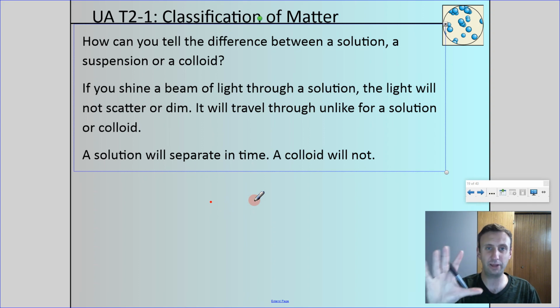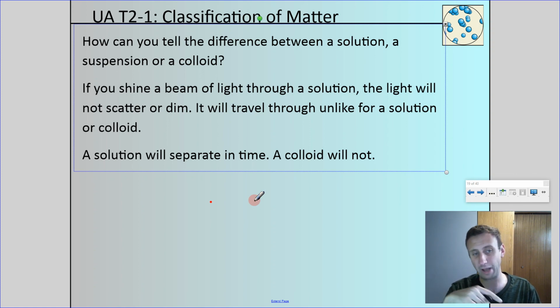Well, here's kind of the ways that you can distinguish between these three things using observations or empirical evidence. If you try to shine a flashlight or a beam of light through a solution, the light will travel through without being scattered or bounced around. It won't dim very much through a solution. So you can normally see through liquid solutions quite well, or gaseous solutions.